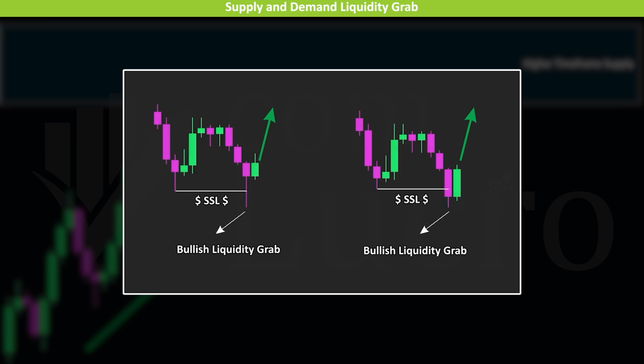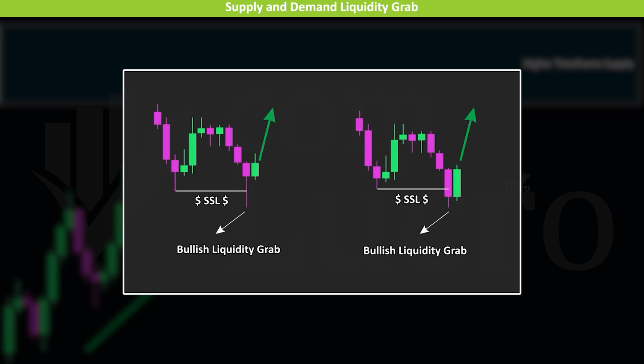In the same way, a bullish liquidity grab forms when price breaks below a previous low, but quickly moves back inside the range. This behavior shows that sellers were unable to sustain the move lower, and the market immediately rejects those lower prices. As a result, liquidity resting below the swing low is taken, and momentum begins to shift in favor of buyers. When this sweep happens inside a higher timeframe demand zone, the probability of a stronger move to the upside increases.